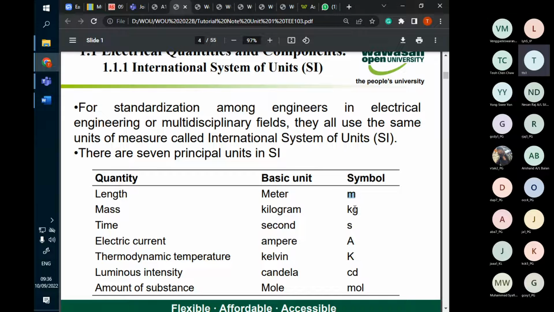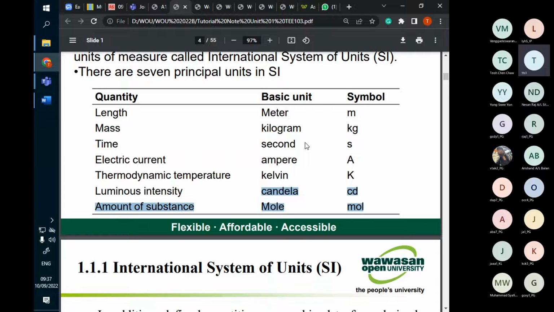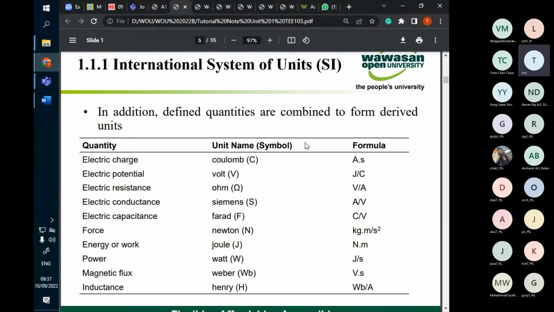with are the meter, kilogram, second, ampere. Probably in this class you learn about the ampere. Kelvin is for the temperature, and these two are most likely used for physics, not really used in the circuit. Okay, and then some other useful units. We also have the formula. Also, they call it the formula.